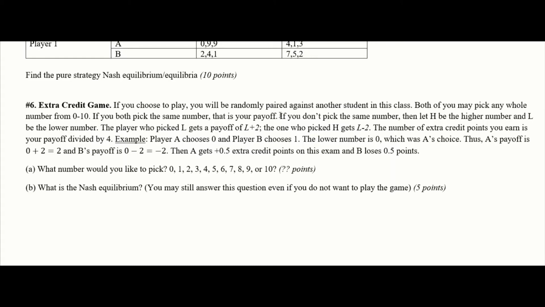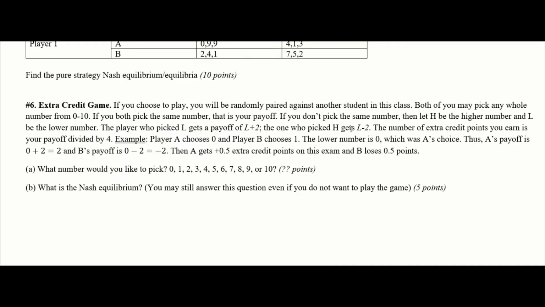So if they're playing 0 and you're playing 3, what's going to happen? Well, you pick the higher number, 3 is higher than 0, and you get the lower number, 0 minus 2, so you get a negative payoff in that case. So if they're playing 0, your best response is to also play 0. If you try anything other than that, you'll get a negative payoff. By the same reasoning, if you're picking 0, their best response is to also play 0. That means playing 0 is a mutual best response, so everyone playing 0 is the Nash equilibrium.